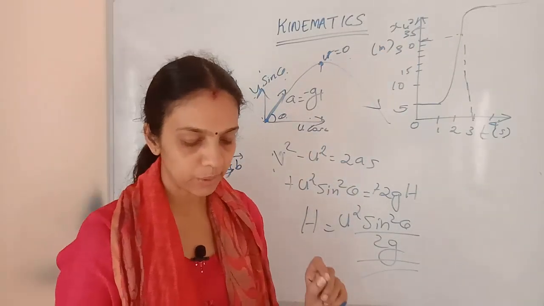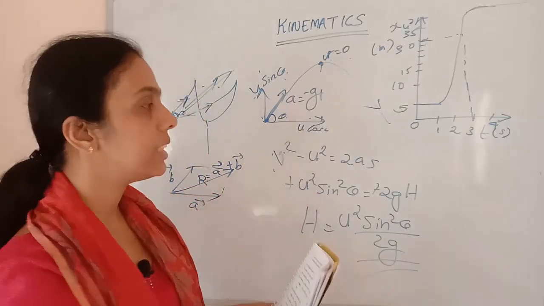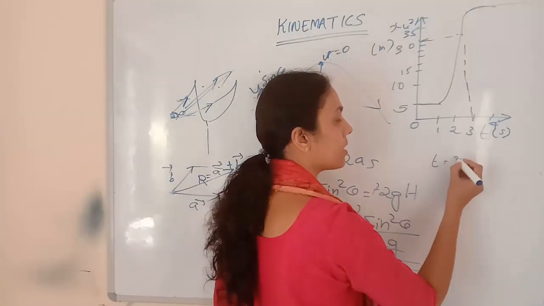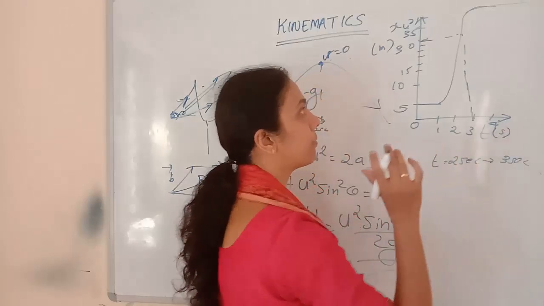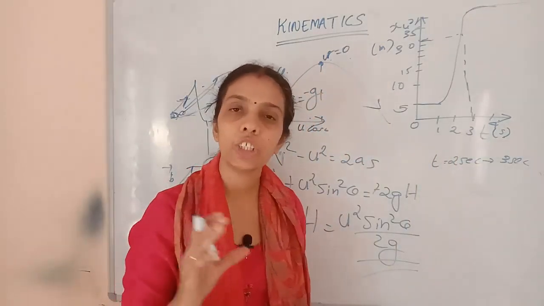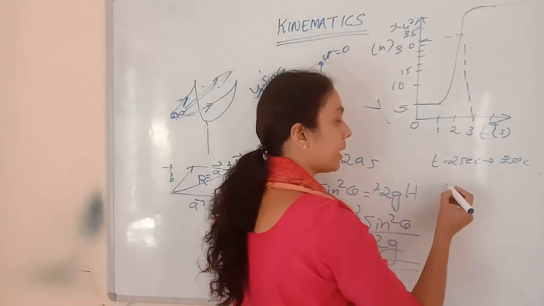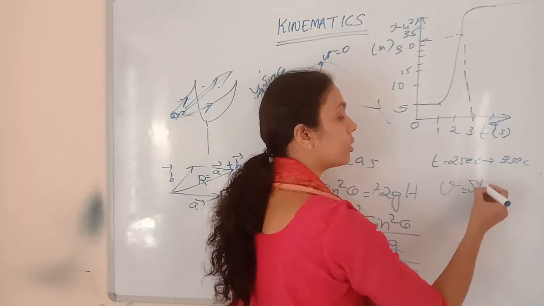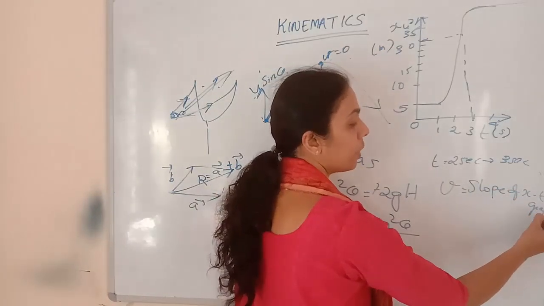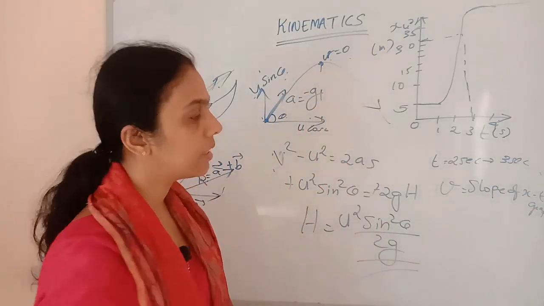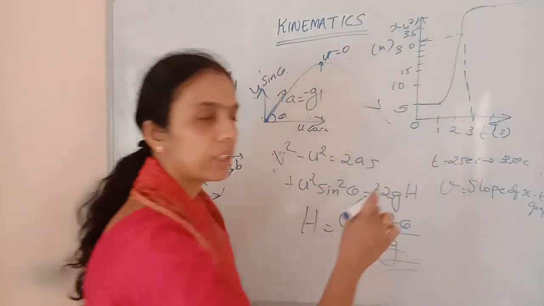Estimate the velocity during the time interval from t equals 2 seconds to t equals 3 seconds. What will be the velocity? From the position time graph, how can we find out the velocity? Yes, velocity equals the slope of the position time graph. How can we find out the slope of that one? t equals 2 to t equals 3 seconds.